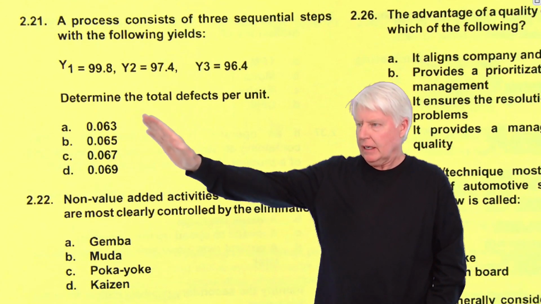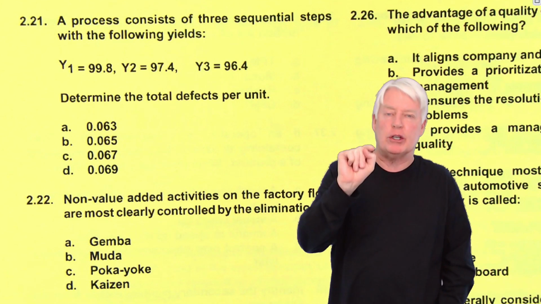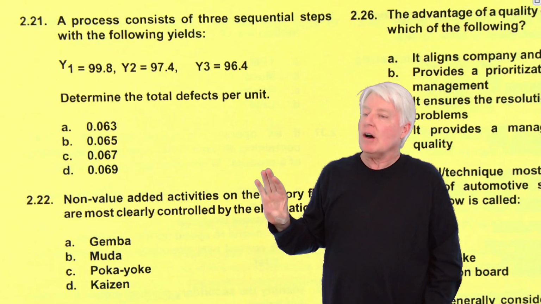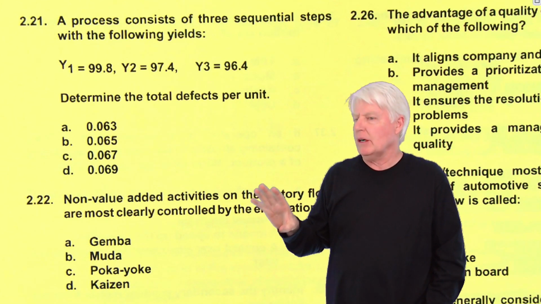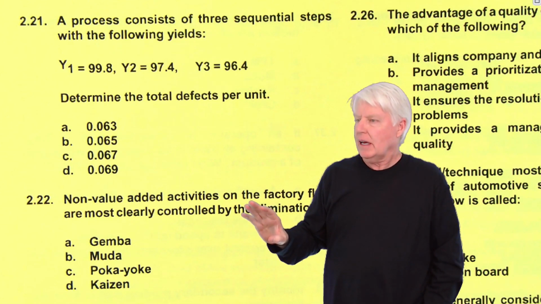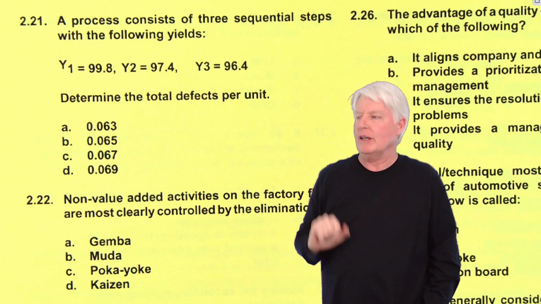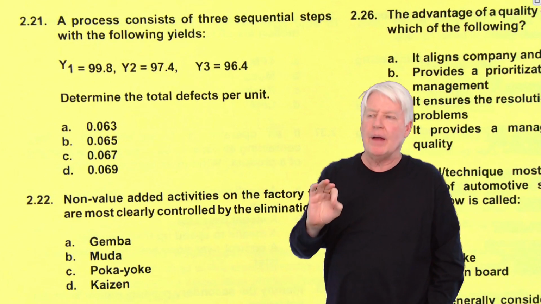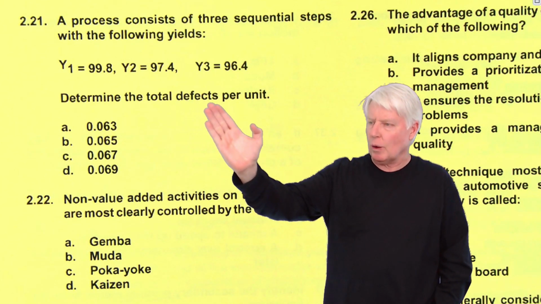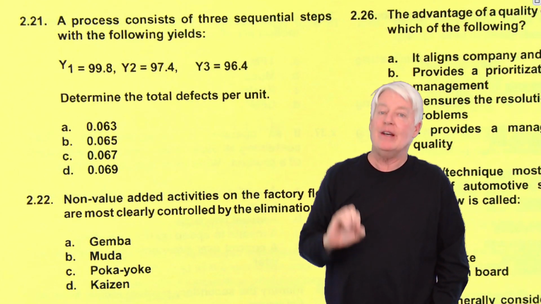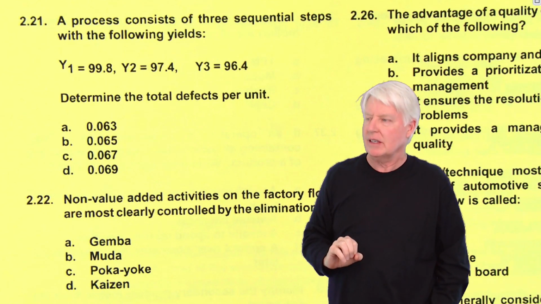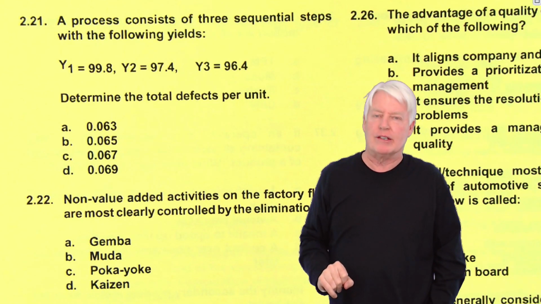Determine the total defects per unit. All right, so we need to go to the primer, find the formulas, and I need to also draw it out for you and show you how to solve this problem. It's not that bad, but you do have to know that when it says defects per, you have to go look up some formulas. So let's go to the whiteboard and work this one out.